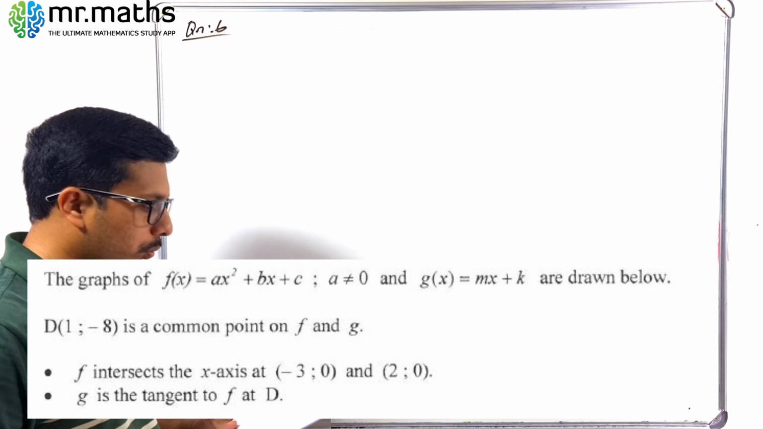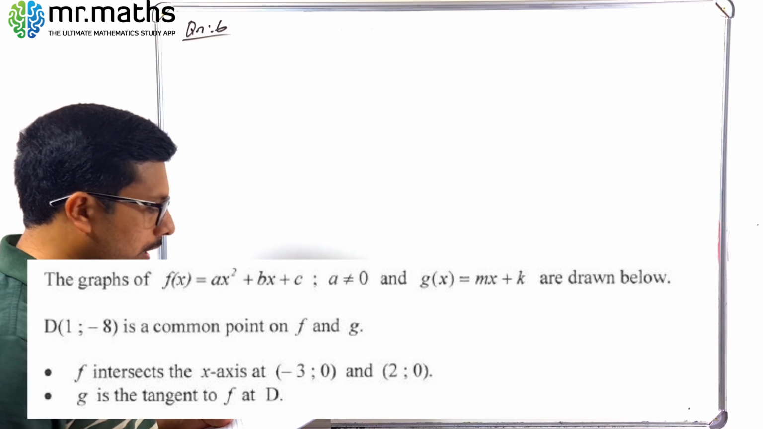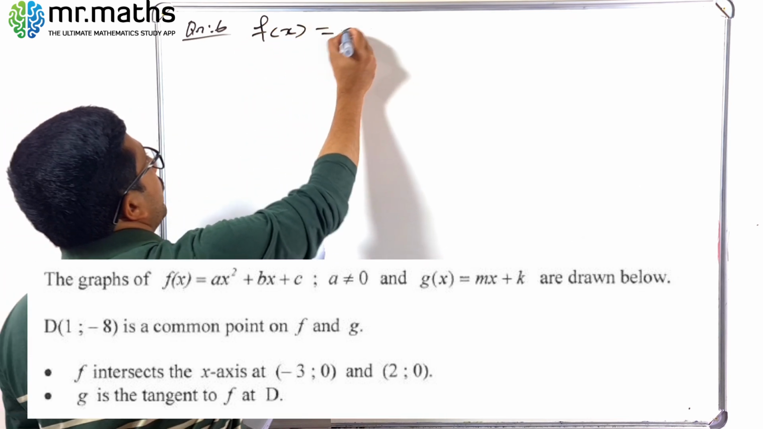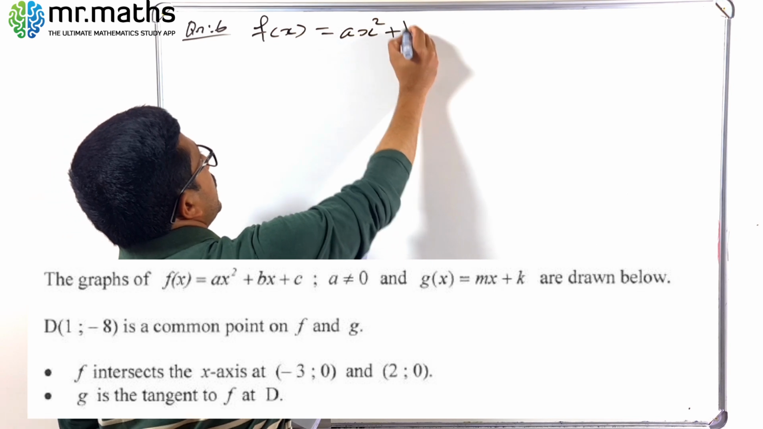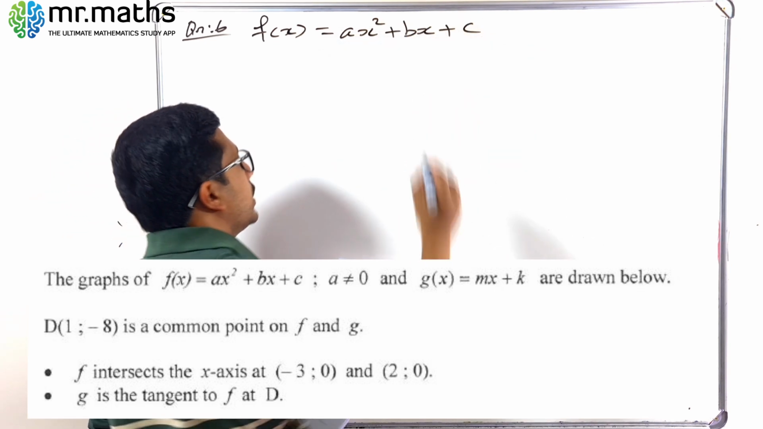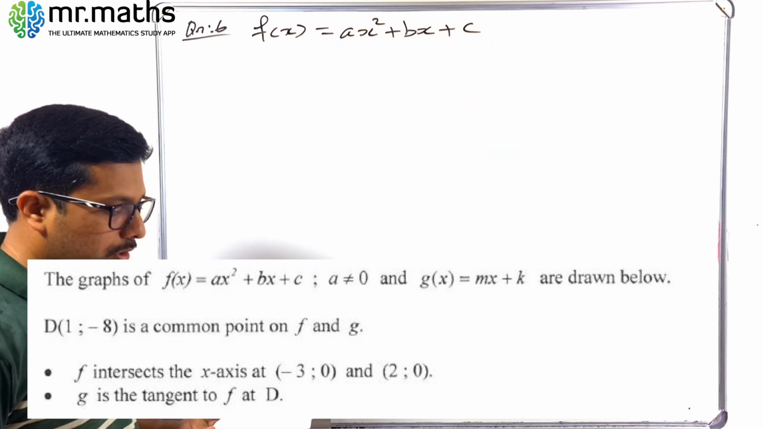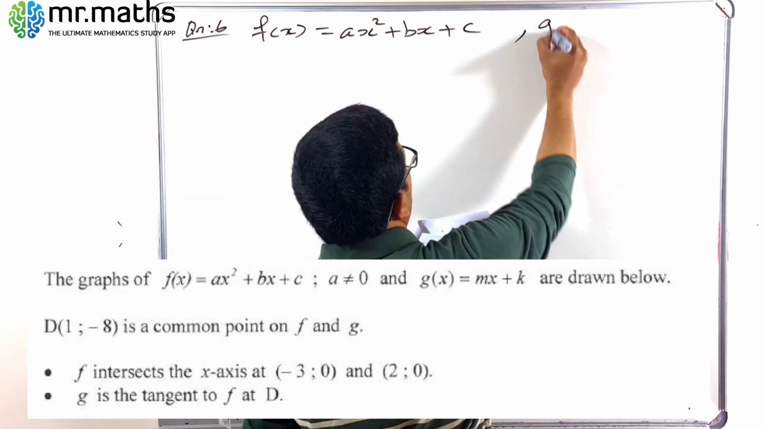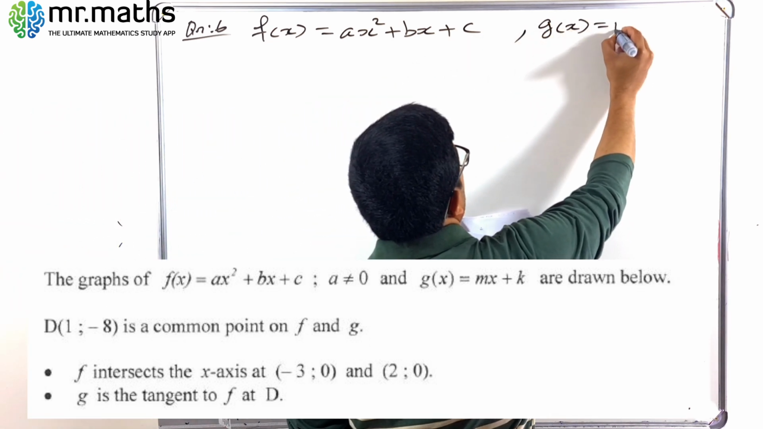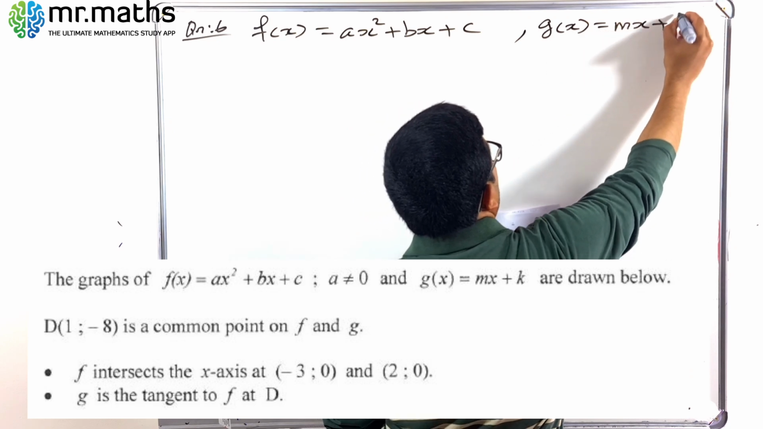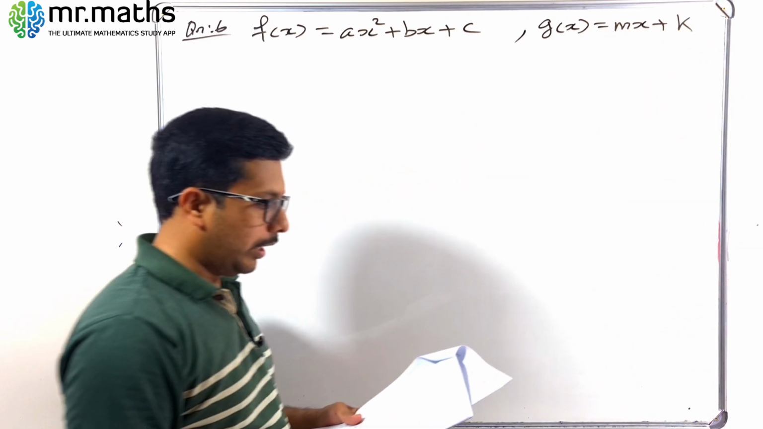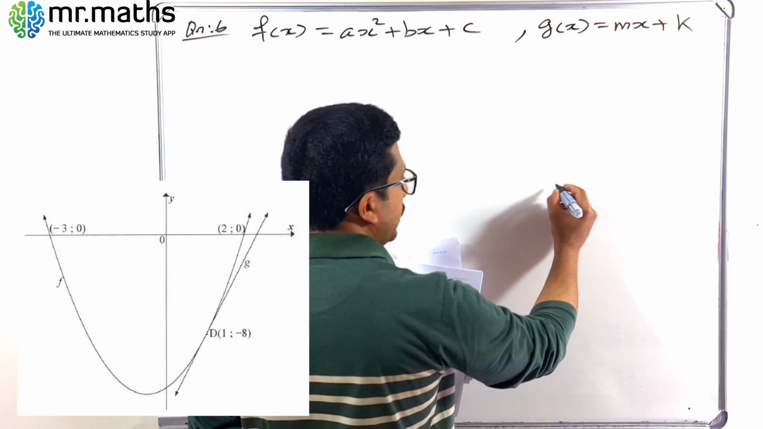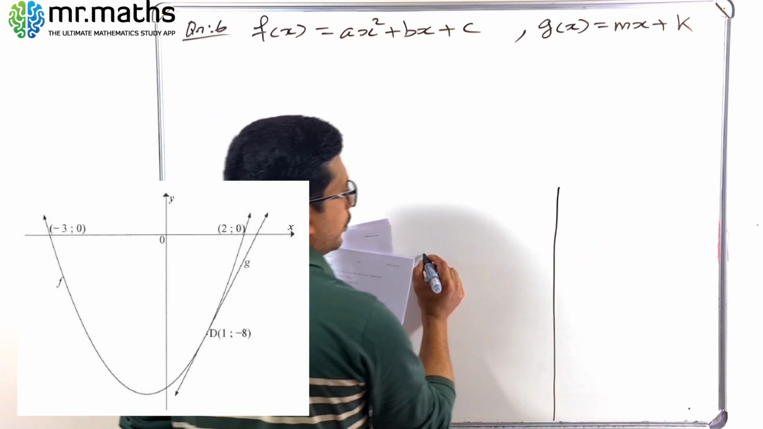f of x is equal to ax square plus bx plus c, a not equal to 0. So there is f of x, and that is ax square plus bx plus c, where a is not equal to 0, and g of x is equal to mx plus k. There is another function g of x, that is mx plus k, and the graph is also drawn. So first of all, let me draw that graph quickly here.